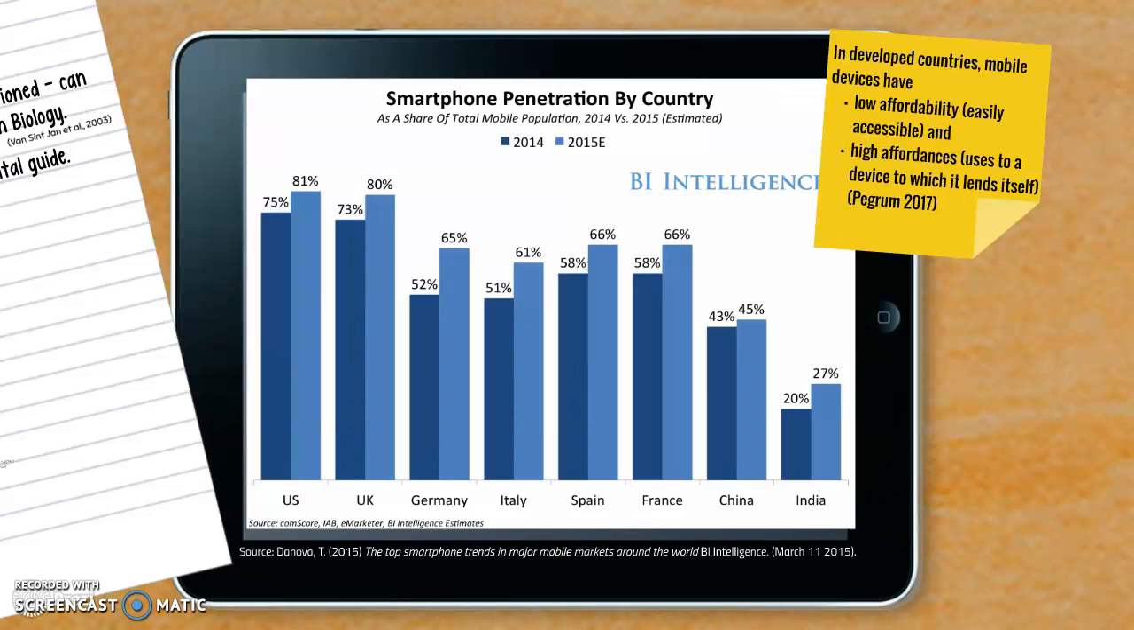Developed countries such as the US and the UK have a higher percentage of mobile phone usage in the population compared to developing countries such as India. We are lucky to live in a developed country. Mobile phones here have lower affordability, which means we have the ability to afford it, and higher affordances, which means it has more uses to which it lends itself.